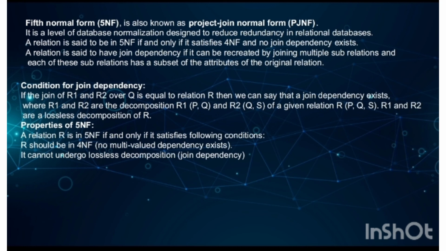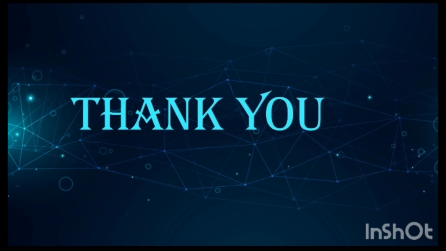Properties of 5NF. A relation R is in 5NF if and only if it satisfies the following conditions. That is, R should be in 4NF, that is, no multivalued dependency exists. And second, it cannot undergo lossless decomposition, that is, join dependency. And that's all.